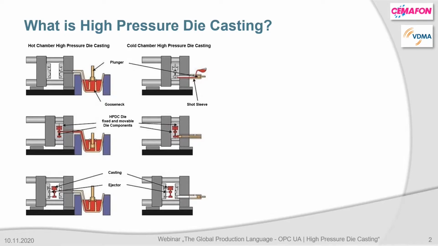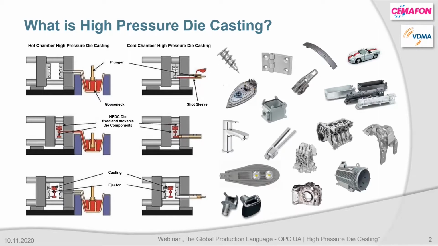Die casting is very similar to plastics injection molding, but instead of plastic material, we are using metallic materials like zinc, aluminum, or magnesium. As you can see, there are different process types, but I'm not going too deep into detail with this. In general, we have a liquid metal which is being pressed with speed and pressure into a high pressure die casting die. And in this cavity, the material is solidifying, and then we get a high pressure die casting part.